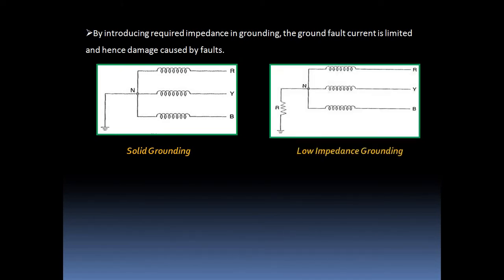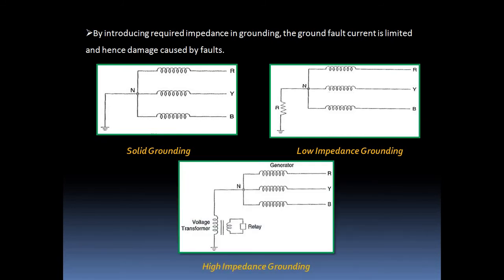And the second one is low impedance grounding. For small rating generators, we need not go for high impedance. We can limit the fault current by placing a low value of resistance or reactor at the neutral.